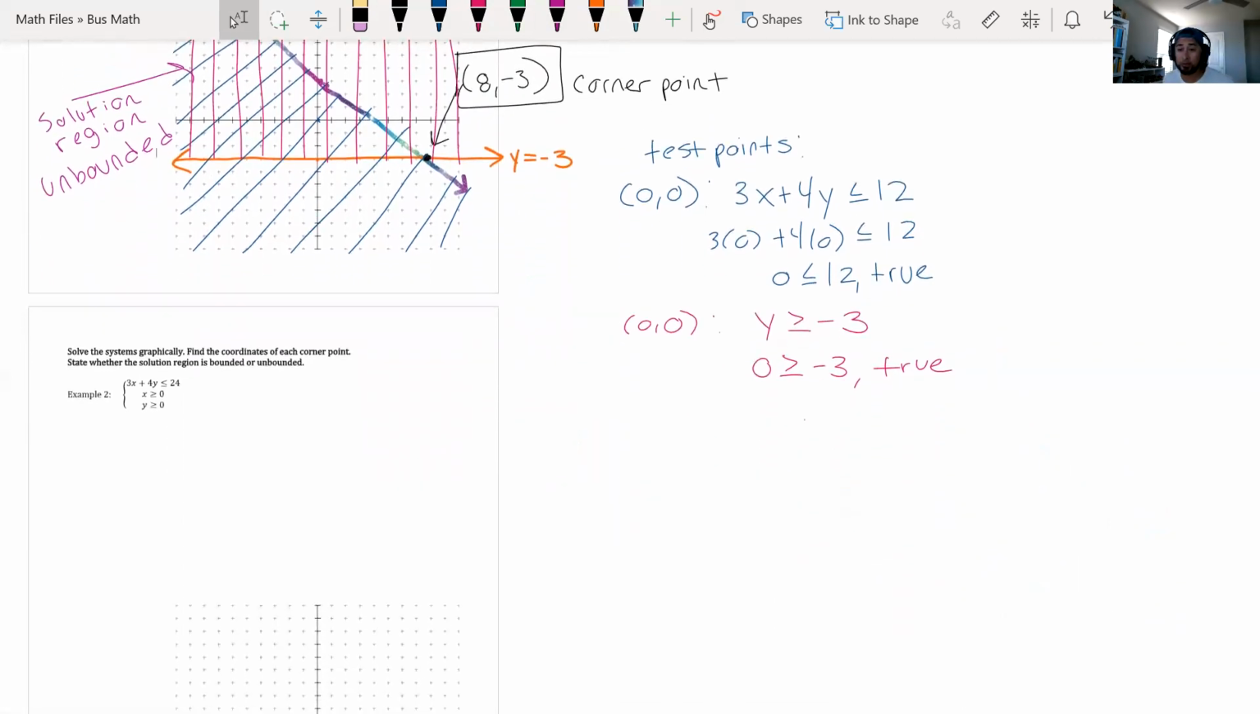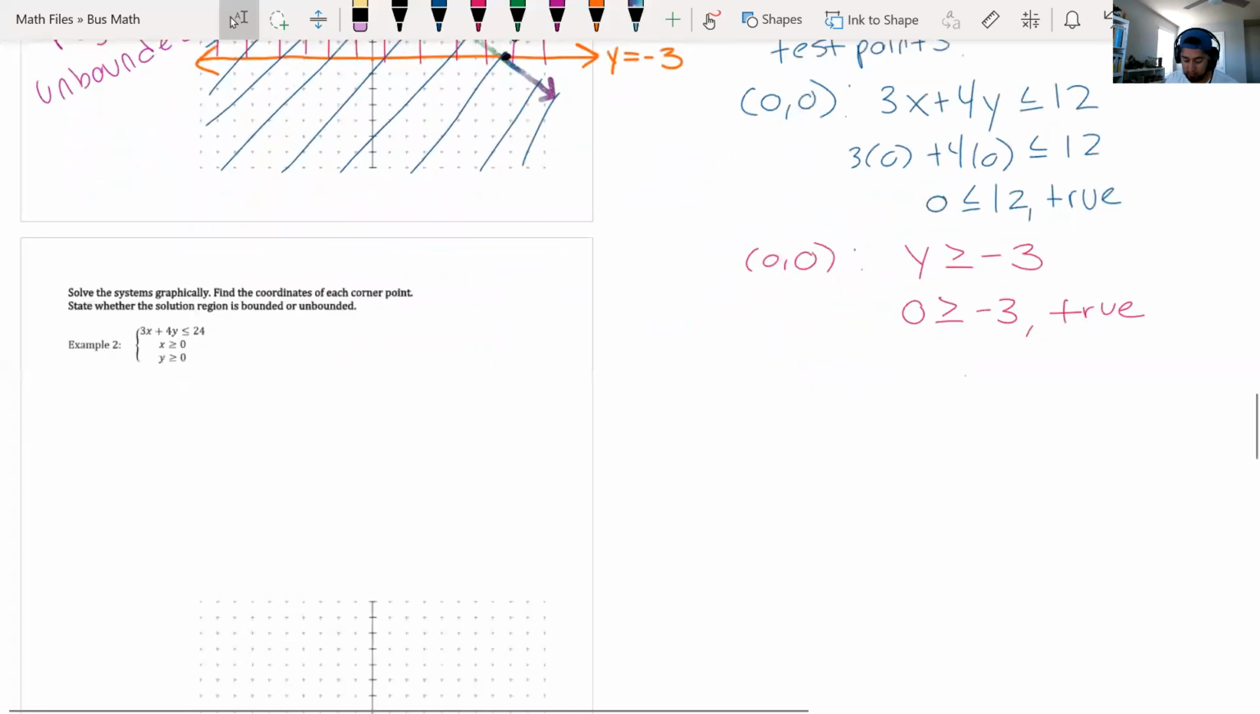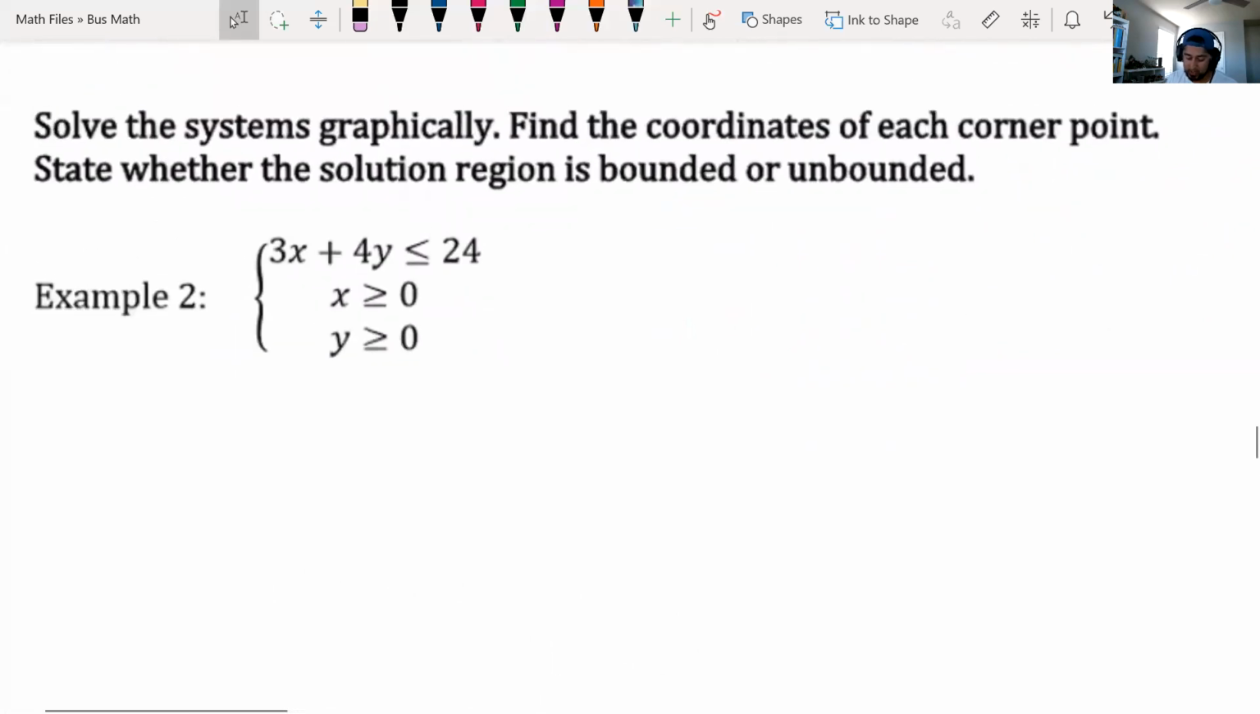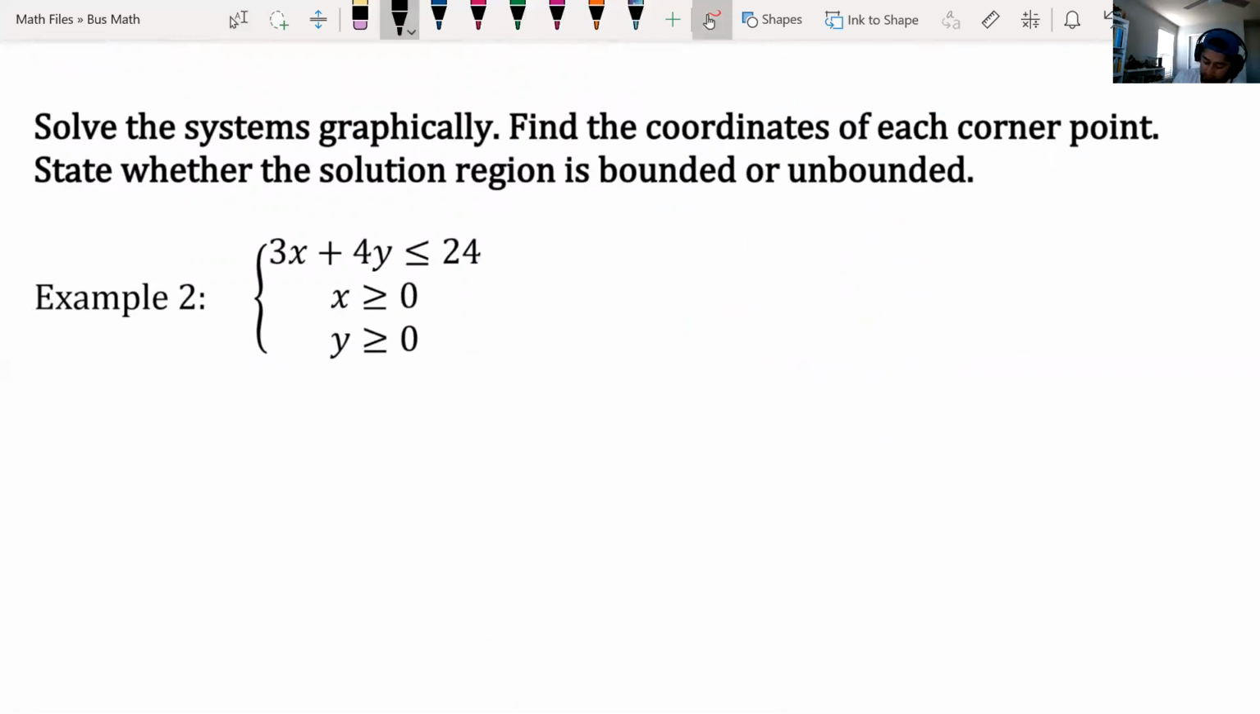All right, next one. Let's do it again. Solve the system graphically and find the coordinates of the corner points and state whether we are bounded or unbounded. Okay. So I'll bring this first equation out. We have it as 3x plus 4y and set it equal to 24.